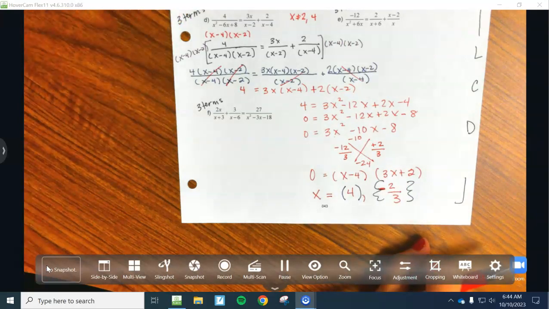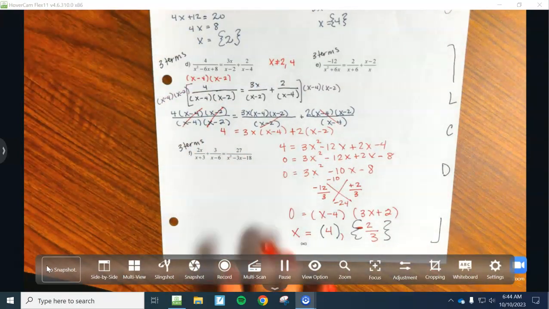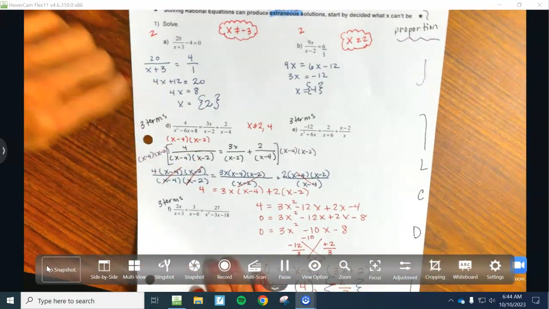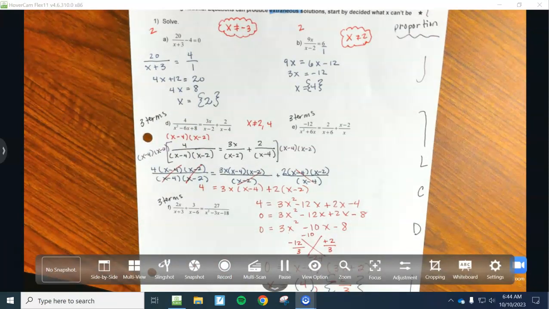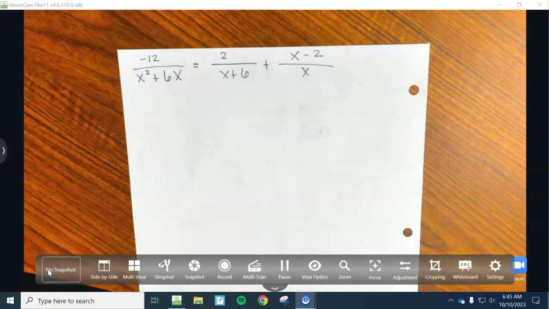All right, the next one we're going to look at is going to be letter E. Obviously, I've run out of room. I'm going to copy that on the back side real quick. All right, so I've copied it on the back. Remember, if you did not have room to write this, then you're writing this on a separate sheet.